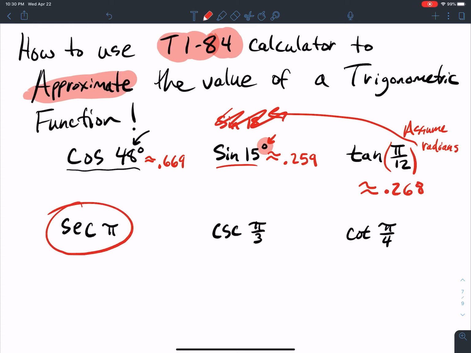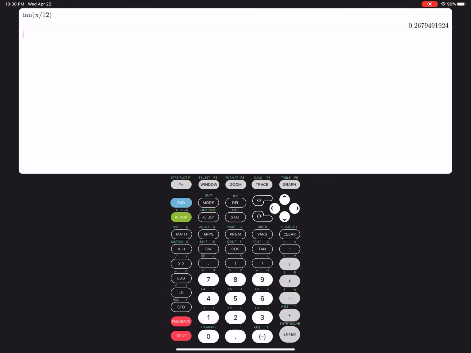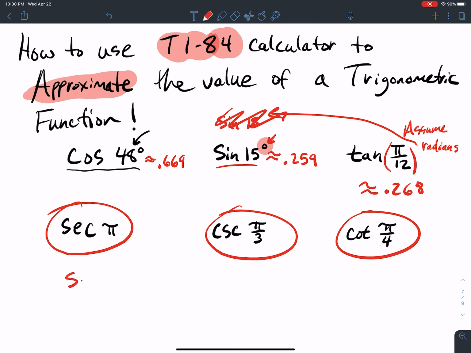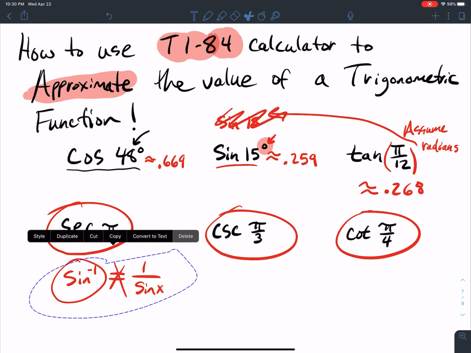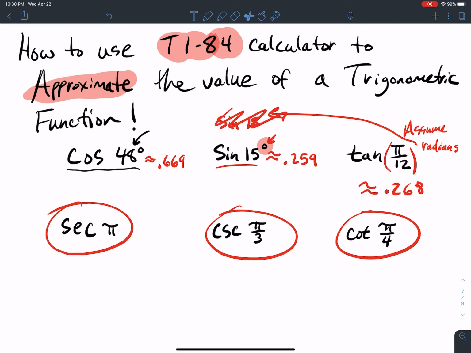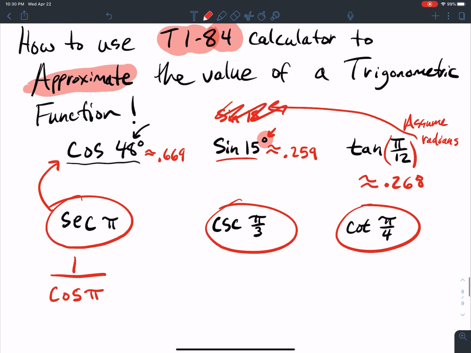These might be a little bit weirder because when we look at this, we don't see secant on here. Now you do see a second sine inverse. Now this sine inverse does not mean 1 over sine x. This is an inverse function, which we'll talk about later in the course. So think about this in this respect. Secant is the reciprocal of cosine, okay? So what is the reciprocal? It's 1 over the cosine of pi.